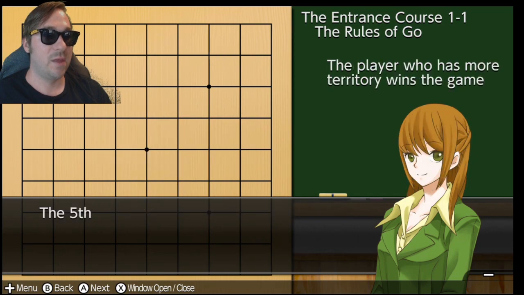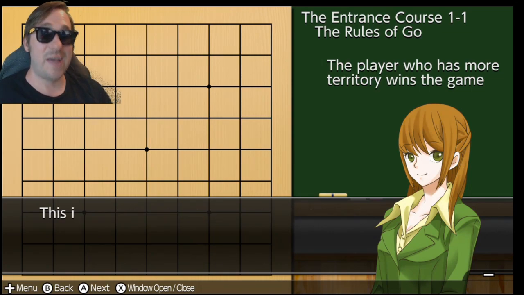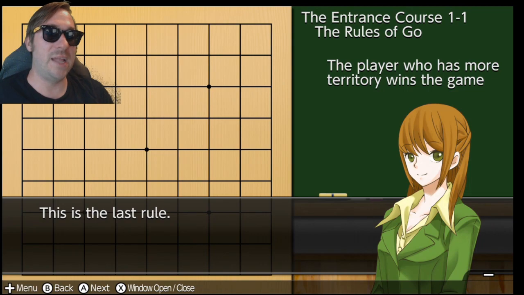Okay? The fifth rule is that the player who has more territory wins the game. I know that sounds very simple, but it really means that Go is a game of not just strategy, but a game of territory, and you have to use strategy effectively. You'll see that just putting stones down doesn't do it.